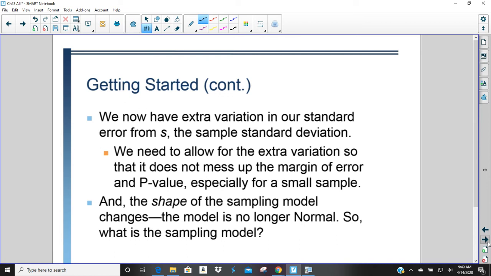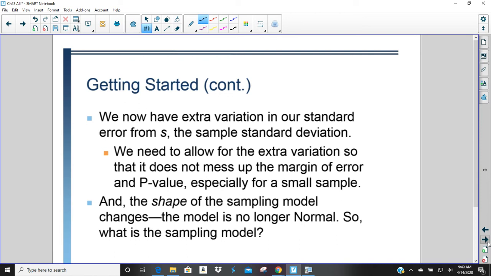So we have extra variation in our standard error from s, the sample standard deviation. Because we're dealing with the sample instead of the population, there will be extra variation. Here's the interesting thing about doing means. They're going to need to allow for the extra variation so it doesn't mess up our margin of error and it doesn't mess up our p-value, especially for small samples.